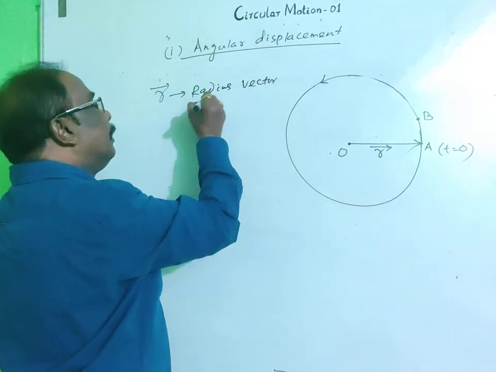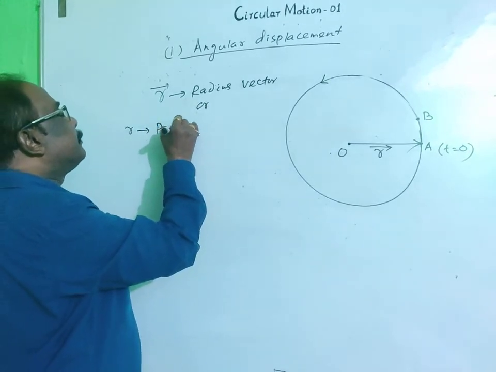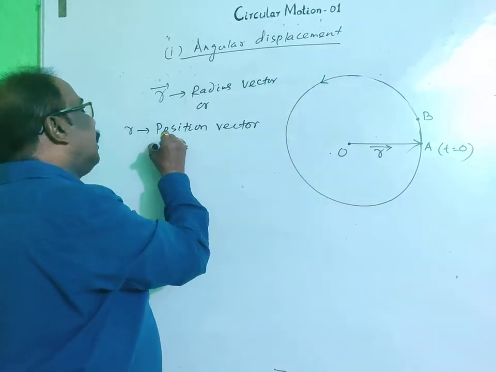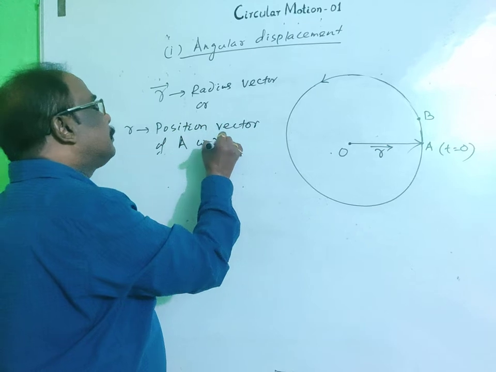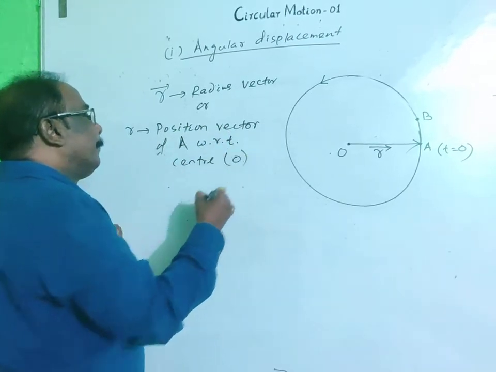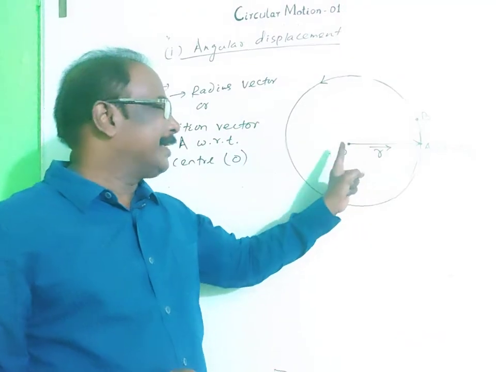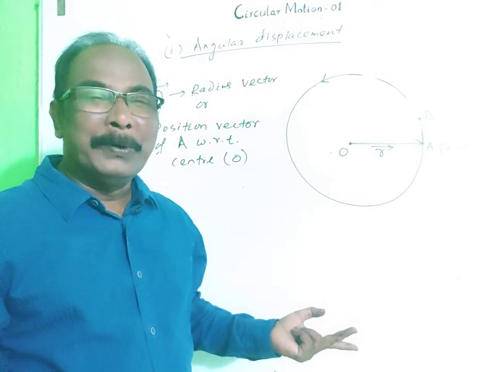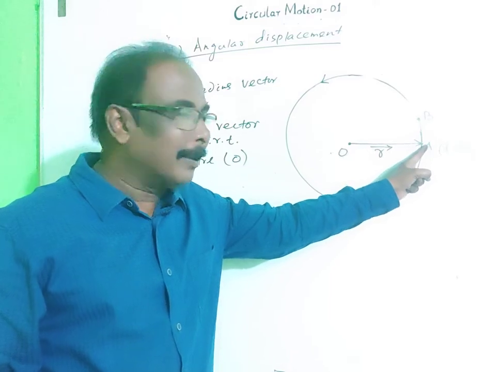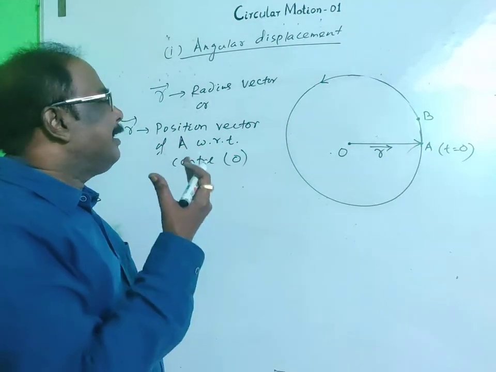Or you may say R is position vector of A with respect to center O. R is position vector of A with respect to center. So R is also treated as a position vector which shows position of the particle with respect to center. So R is radius vector.